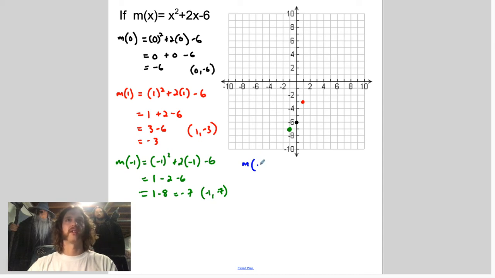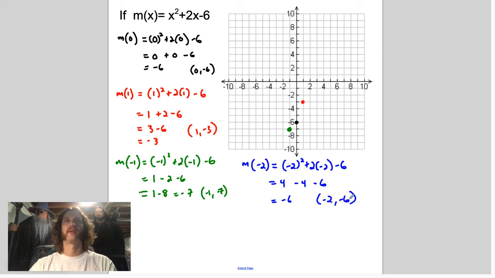All right, let's see here. This is going to be m of negative 2. Negative 2 squared plus 2 times negative 2 minus 6. That's 4 minus 4 minus 6. Well, 4 and minus 4 go to 0, so we get negative 6. So we get the point (-2, -6).